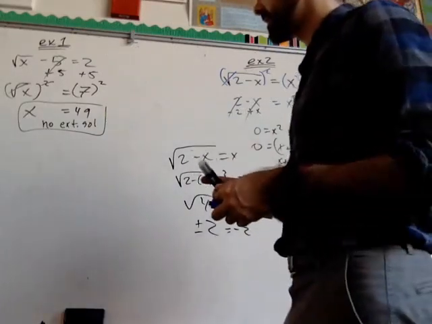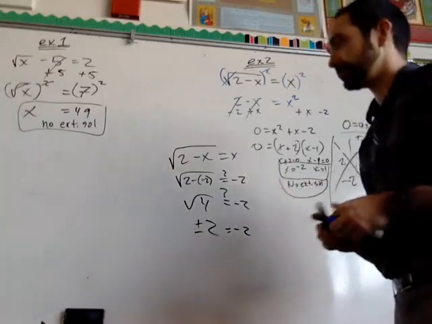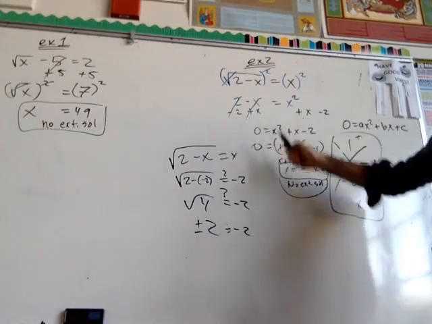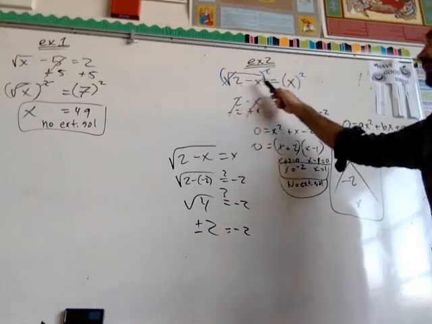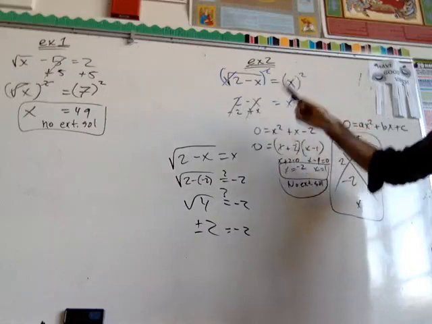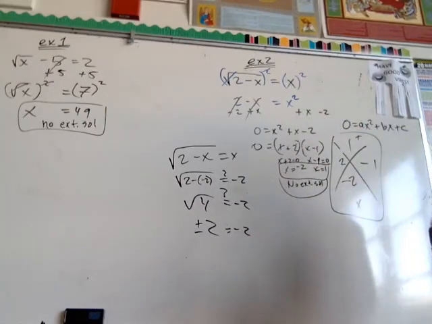Now, if you ended up with something that didn't match, I'll put one up next time that doesn't match. But if we plugged in a value and it didn't work, then we're going to call that an extraneous solution. The actual solution would be what does work. Okay, so that's how we're going to approach that.